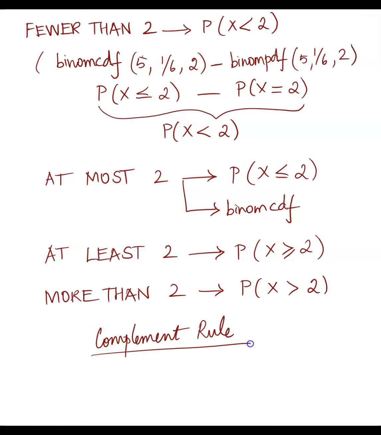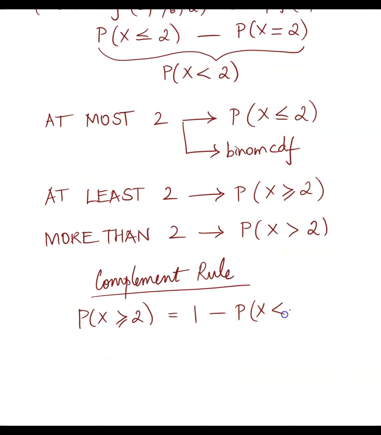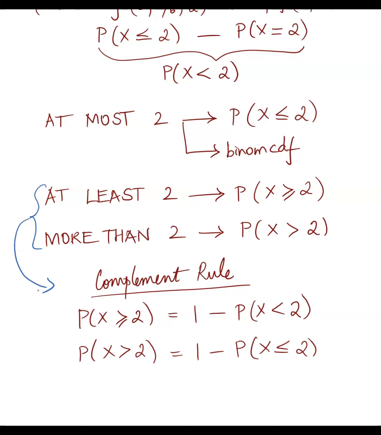So if it is probability of x greater than or equal to 2, it's the same as 1 minus probability of x less than 2. So that everything less than 2 is removed from the total. So 2 and above will be left for you. And probability of x greater than 2 means you want to remove probability of x less than or equal to 2. So 2 and below will be removed, so 2 and above will be remaining. So you'll use the appropriate combination of PDF and CDF and apply the complement rule for these two situations. Okay.